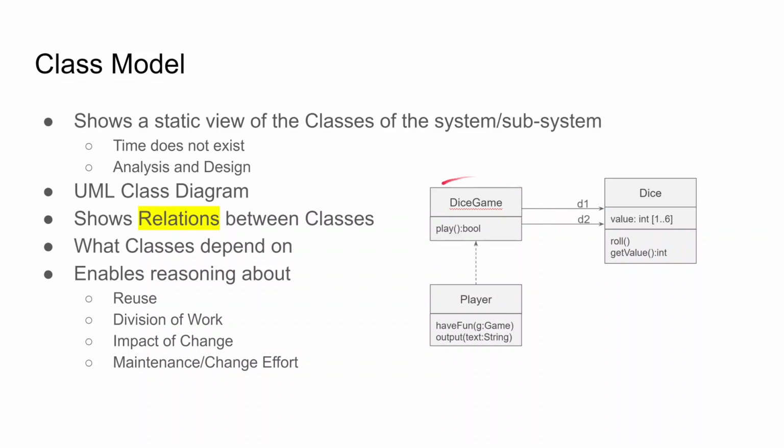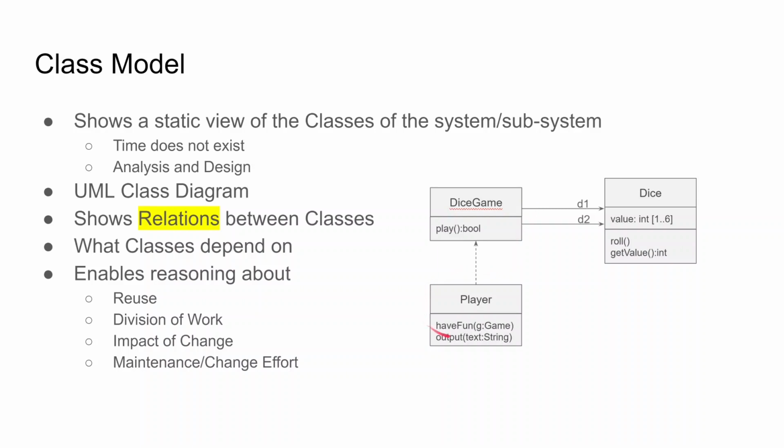This also shows that the dice game in some respect knows about the dice, and also that the dice does not know about the dice game. And this is an important distinction, and this is what this arrow actually means here. So the dice game knows about dice, dice does not know about dice game.